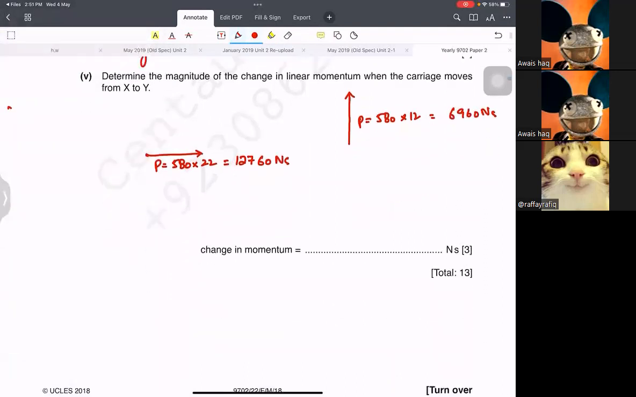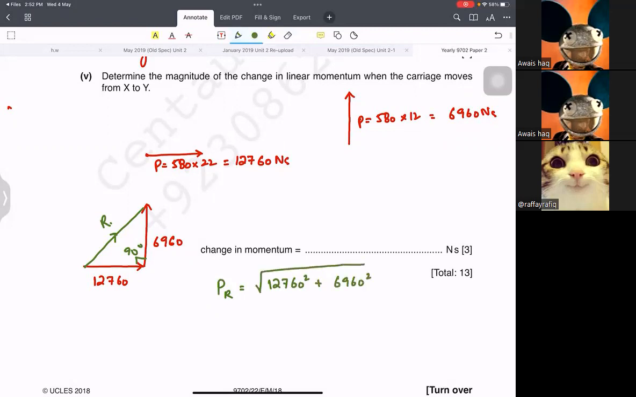Now, because these are vectors, we have to make a head to tail loop. So this is 12760, and this is 6960. And the resultant must be like this. There's 90 degree between them. So we can use Pythagoras theorem to find them. So the resultant momentum should be equal to 12760 whole square plus 6960 whole square, and root of this. So you have to use Pythagoras theorem.